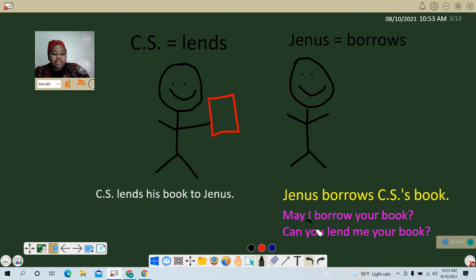But if the question is can you, then it will be lend because Janus is asking CS, can you lend me your book? Can CS lend Janus his book? Okay? So that's the key word. If you want to ask may I, then you need to use borrow. If you want to ask can you, then you need to use lend. Do you understand?